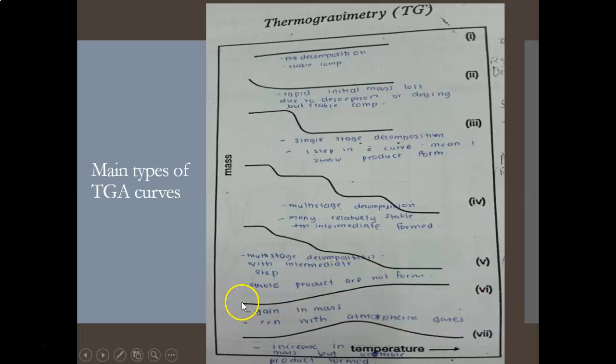If your curve is like this, which is starting from the earlier temperature, and at the end of the process it gains in mass, so reaction with atmosphere gases means that your sample has reacted with the gases, either oxygen, nitrogen, or argon. And the last curve we can see that it is the increase in mass but unstable product formed.